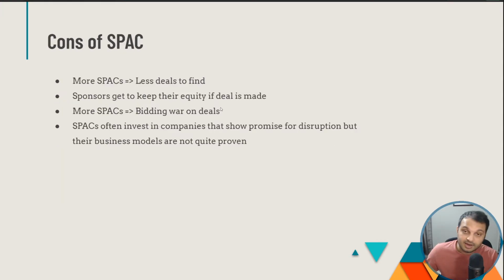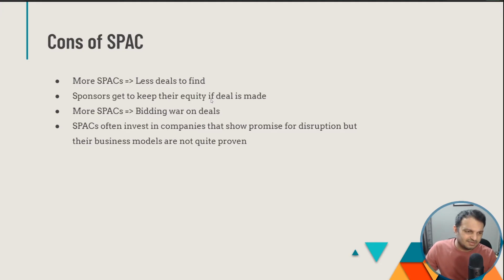Cons: there are a lot of SPACs popping out. I think last year they raised like $40 billion. That's pretty significant when you consider there are SPACs raising like 100 million, maybe 300 million. So there are a lot of SPACs, and if there are a lot of them, then there will be fewer stellar deals to find. Everything will be bought. If there are more SPACs, they're going to bid and start overpaying for private companies. And that's bad for the investors who invested in SPACs.